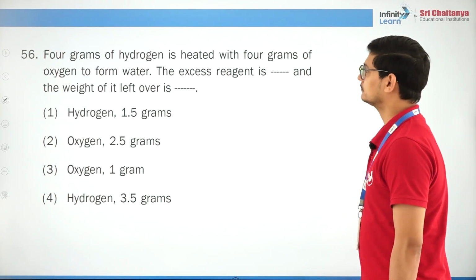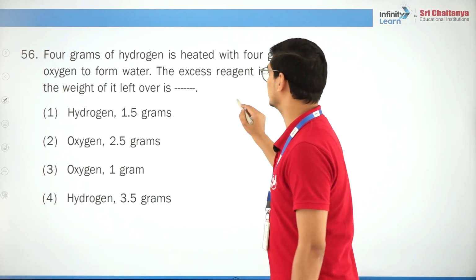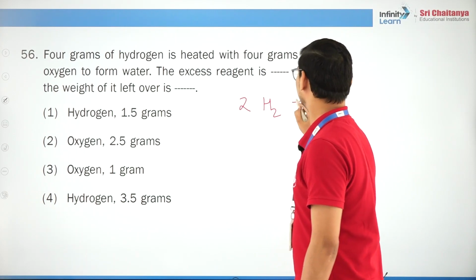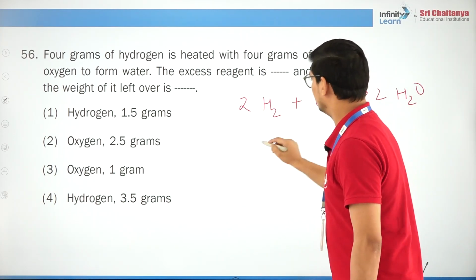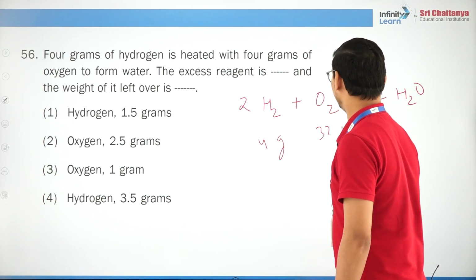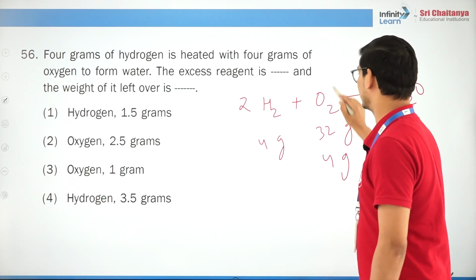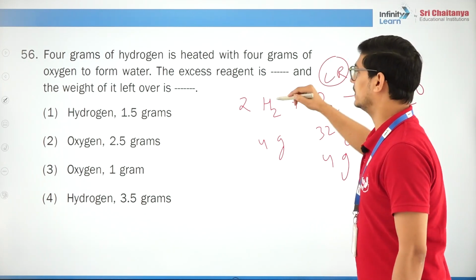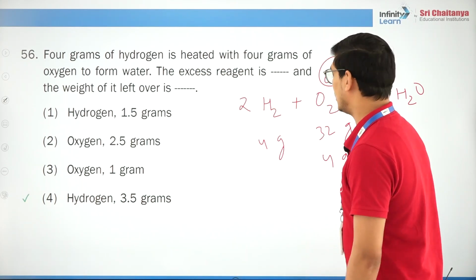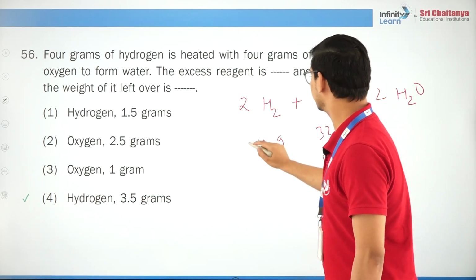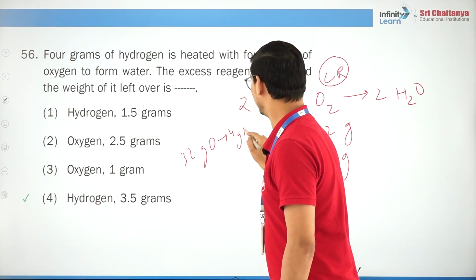Is that clear? 4 grams of hydrogen is heated with 4 gram of oxygen. This is the reaction. Now for 4 gram of hydrogen you need 32 gram of oxygen, but we only have 4 gram of oxygen. So oxygen is our limiting reagent. So definitely which is the excess reagent? Hydrogen. Okay, is that clear? Now see, 32 gram of oxygen reacts with 4 gram of hydrogen.